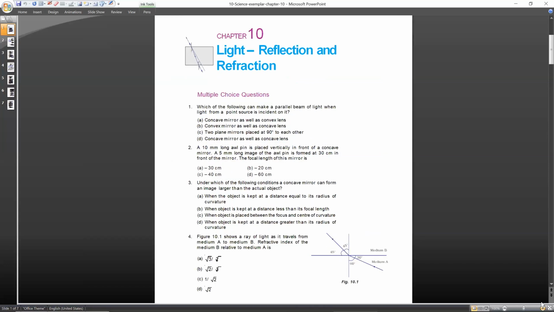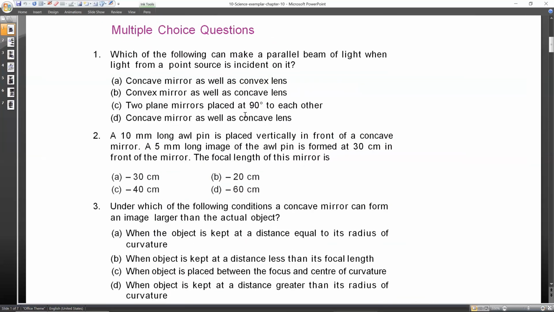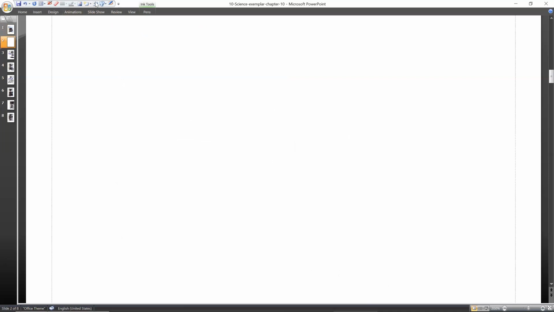Questions of this chapter. Okay, and the important part of this chapter we're going to discuss today. So what we're going to study today is the sign conventions. And what are the major problems that a student is going to have when solving numerical problems regarding this? So we're going to focus on this today.